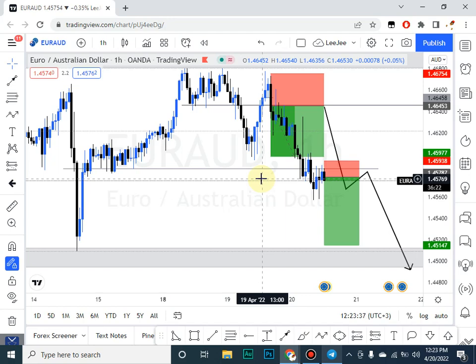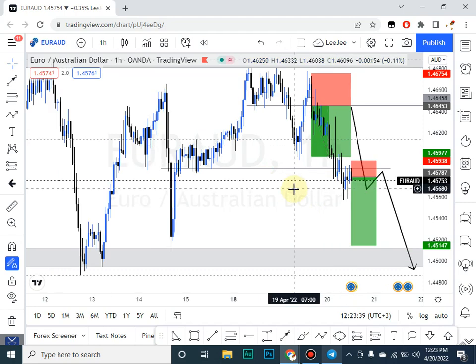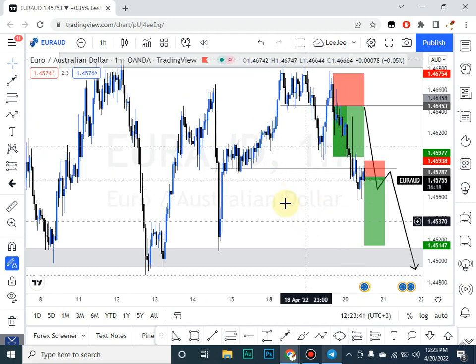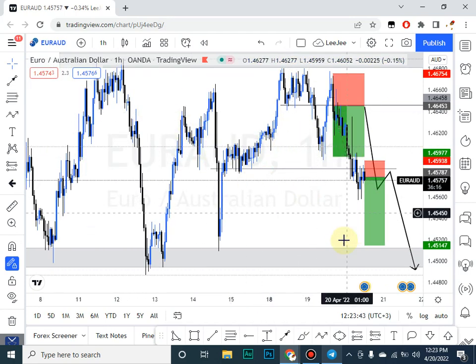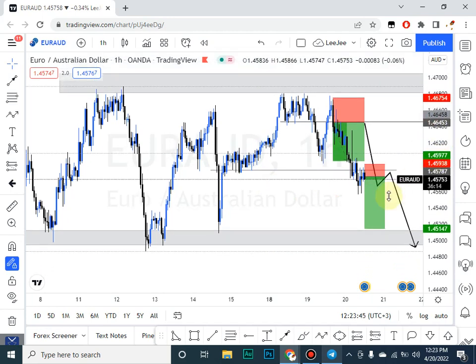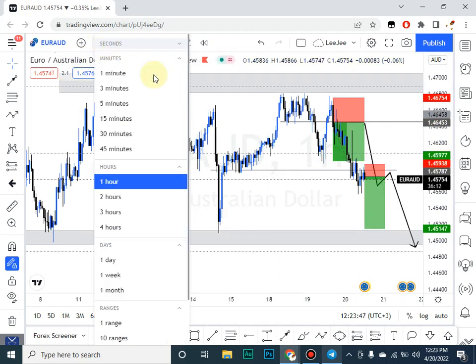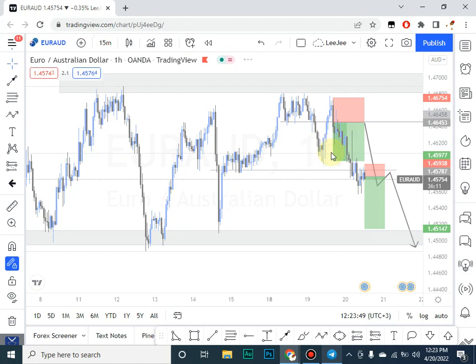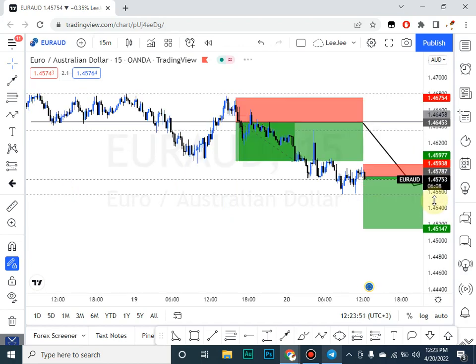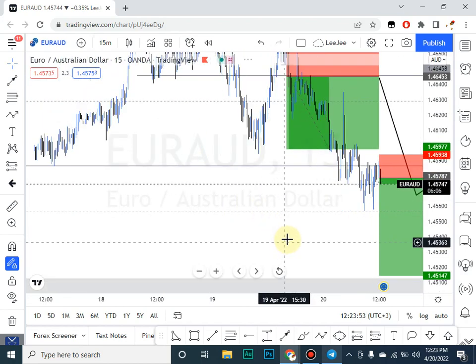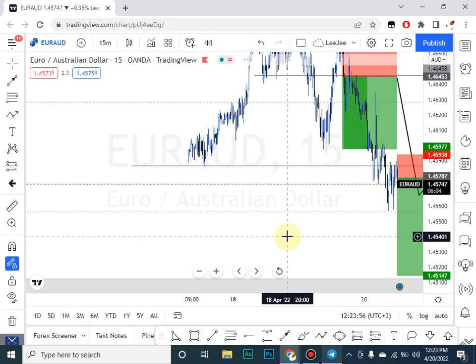Right, so let's proceed. Where were we? Now that is how the entries are done. So that's the hourly. You can also go down to the 15 minute time frame and check what's happening. Remember, if you don't see your pattern, do not trade.